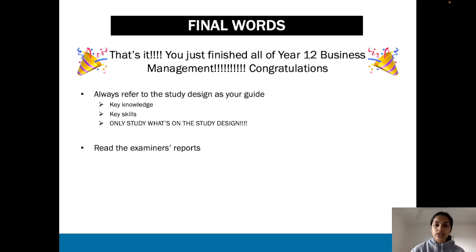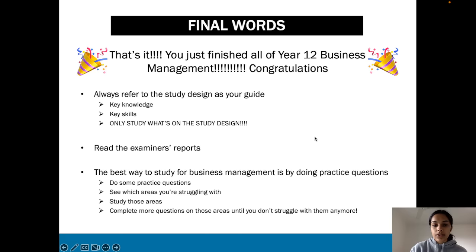That's why it's really important to check between what you've learned in class and what's on the study design, because maybe the teacher's taught you something else. So don't spend time revising that, because if it's not on the key knowledge or the study design, then it's not going to be tested. Use the examiner's report, make sure you're doing the practice questions, identify the areas that you struggled with, and study those areas as well.